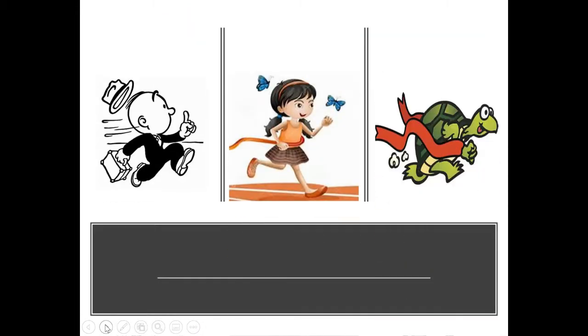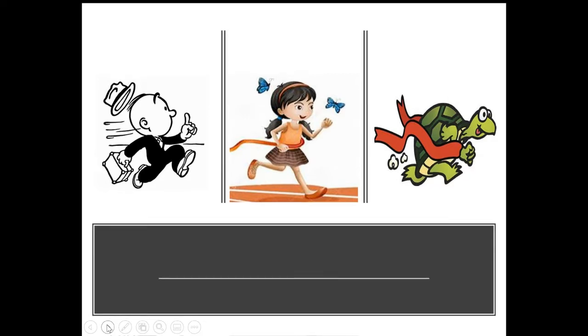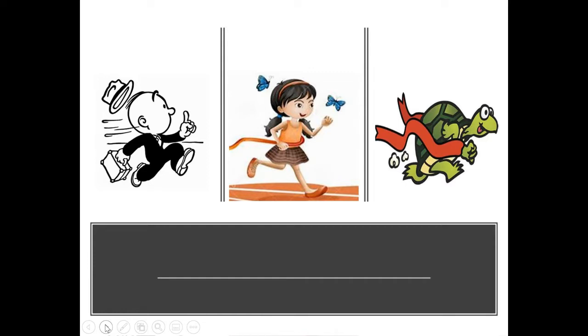Next group of pictures, what do you notice or see? I notice or I see. Well, in the first picture, I notice a man is rushing. It looks like maybe he's late for something because he has his suitcase or his briefcase. In the next picture, I notice a girl is running. In the third picture, I notice a turtle is running and finishing a race.